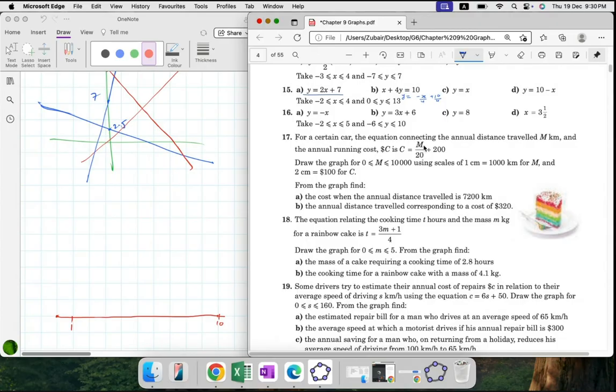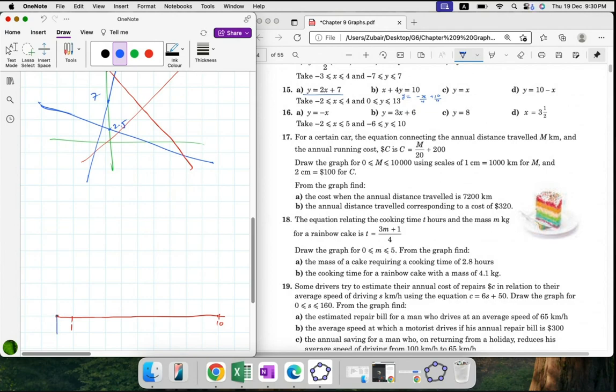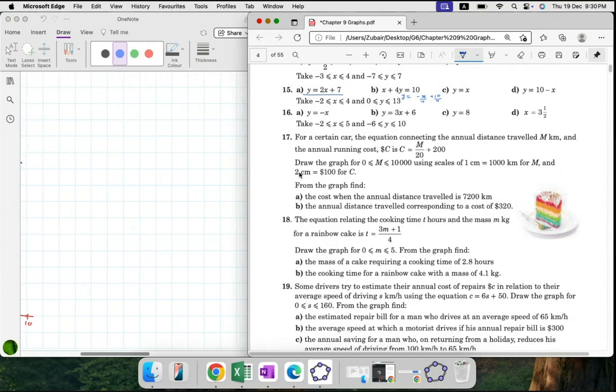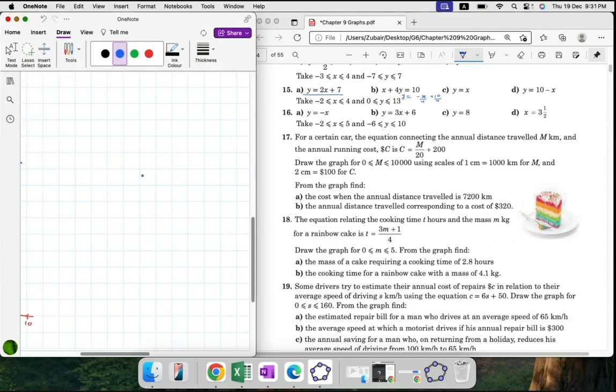So I can see that when m is 0, c is 200. How are we getting these values? I'm substituting values in m. So when m is 0, c is 200. Let me just get some values first, and then we'll decide the scale on the y-axis. c equals m over 20 plus 200. So when m is 0, we have 200.